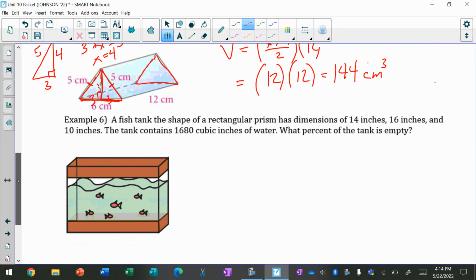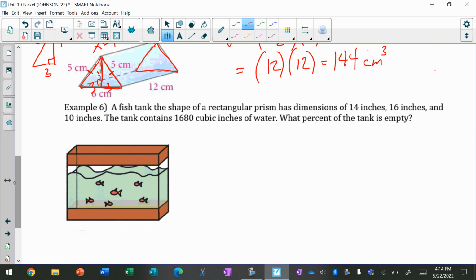All right, one more down here. A fish tank is in the shape of a rectangular prism. Maybe some of you have a fish tank. I actually have one. It's not filled up right now, but I have a hexagonal prism-shaped fish tank. It looks like this.